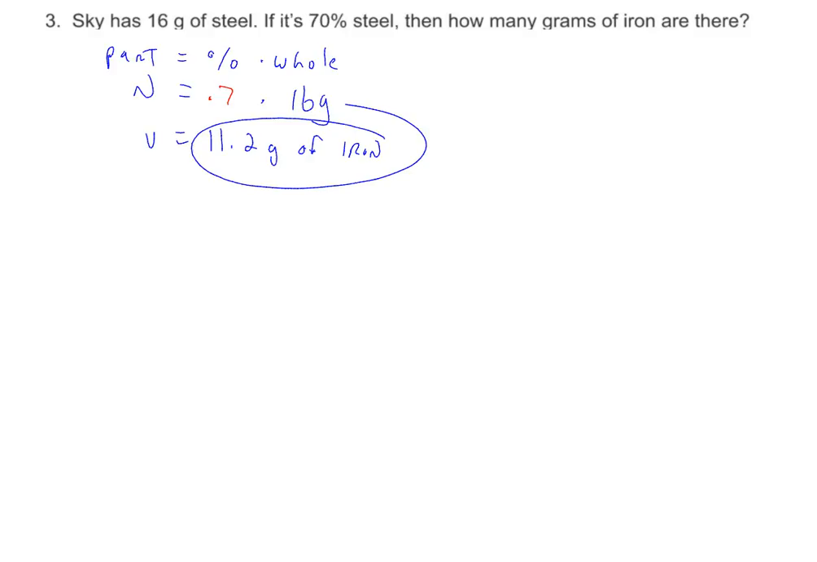Now again, what hurts you on this one is if you don't know that steel is an alloy. An alloy means it's made up of two or more metals. One of those is iron. There are others. Okay? All right, let's go to the next problem.